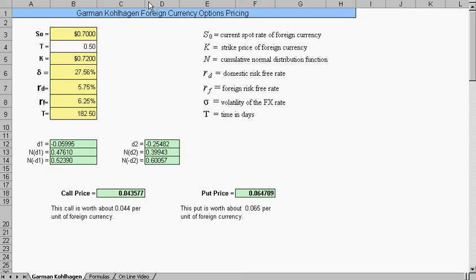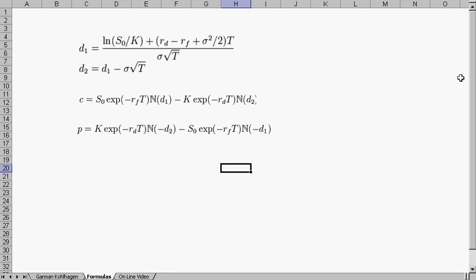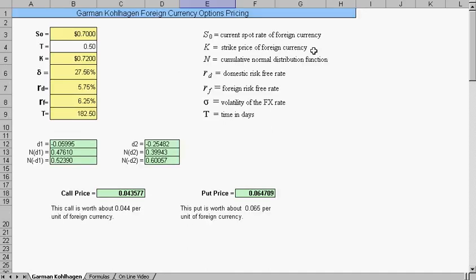Here are the formulas. It's D1, D2, the price of the call, the price of the put. So if we go here, we put in the current spot rate of the foreign currency, 0.7. T is calculated automatically. So we put in our duration in days. Our basis is 365 days for a year.